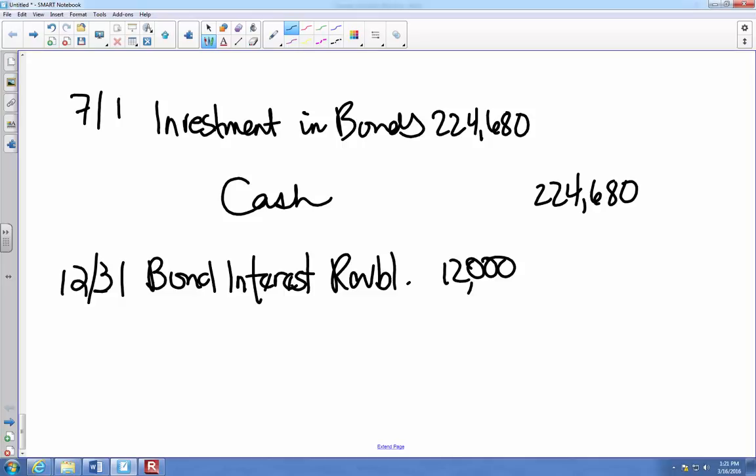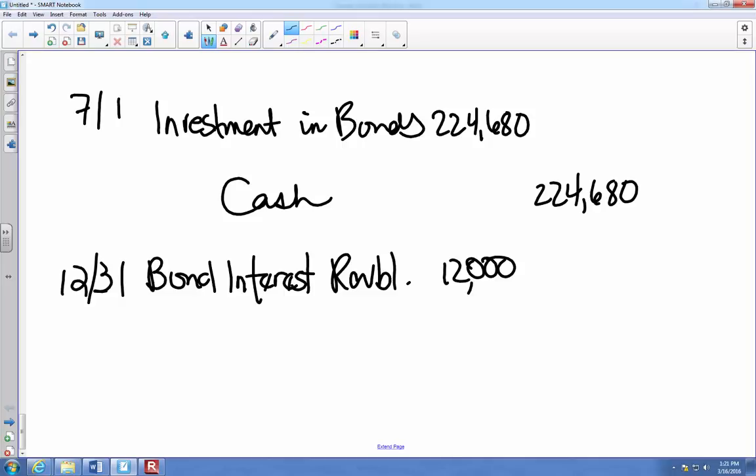Was there a premium or a discount on these bonds? Well, actually, no, it was a premium. Yeah, there was a premium. Of how much? 24,680. Yep. What do we have to do with premiums and discounts over the life of bonds? Amortize them. I know that's a tough word. We have to amortize them. When we issued bonds, we amortized them to bond interest expense. But now that we bought the bonds, we're amortizing them to bond interest revenue.